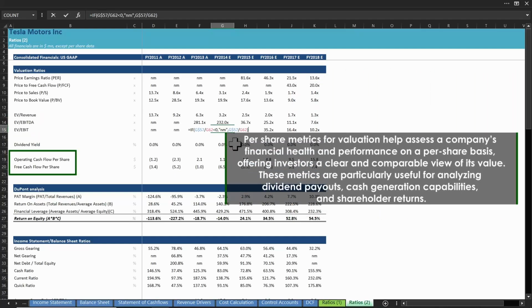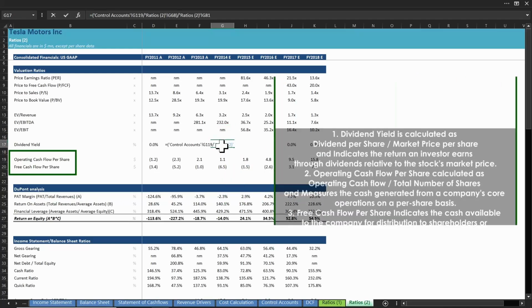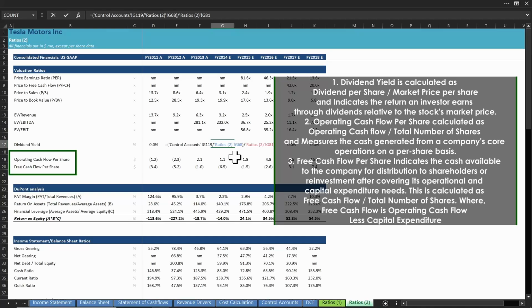Per-share metrics for valuation help assess a company's financial health and performance on a per-share basis, offering investors a clear and comparable view of its value. These metrics are particularly useful for analyzing dividend payouts, cash generation capabilities, and shareholder returns. 1. Dividend yield is calculated as dividend per share divided by market price per share and indicates the return an investor earns through dividends relative to the stock's market price.